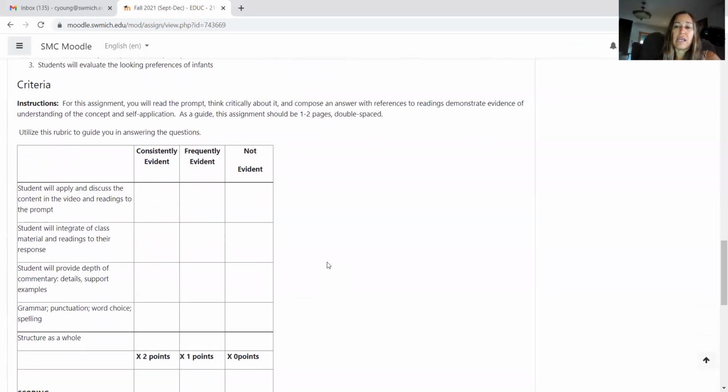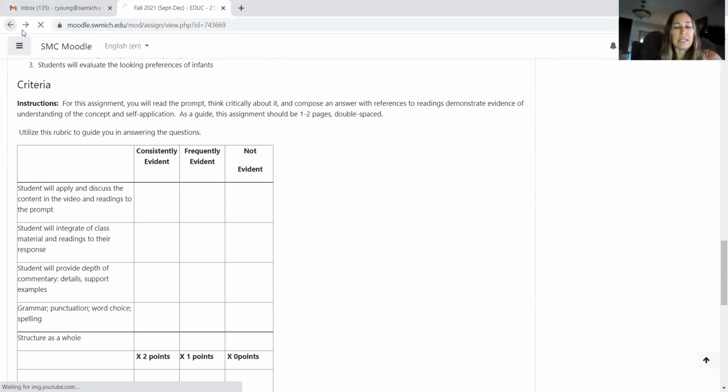So as you can see, same rubric here. I want you to discuss content in the video and the readings to go along with the prompt. I want you to integrate class material. I want you to support deeply your ideas. Make sure that you are using appropriate word choice, punctuation, and citations, and then your structure as a whole.